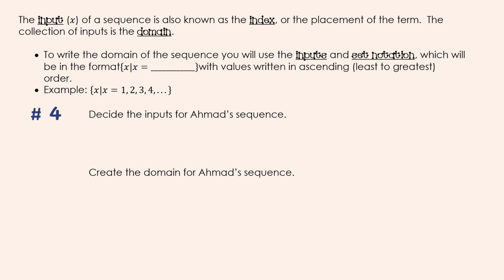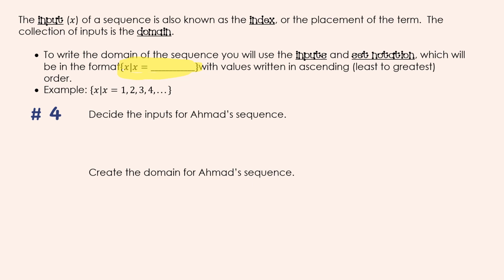If you write all of the inputs together, that is known as the domain. In a sequence, we will use the inputs and set notation to write our domain. And it will be in this specific format. Again, this is called set notation. And the way that's read, I'm going to read the example. It says x such that x equals 1, 2, 3, 4, and so on.